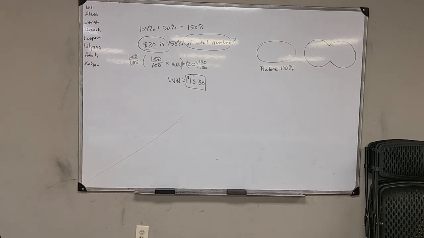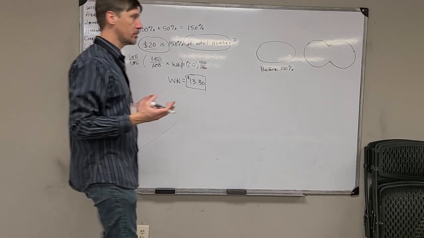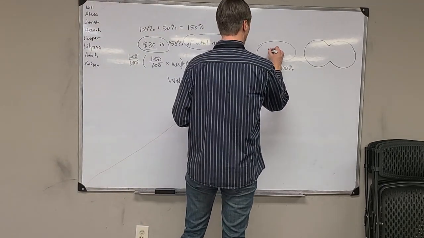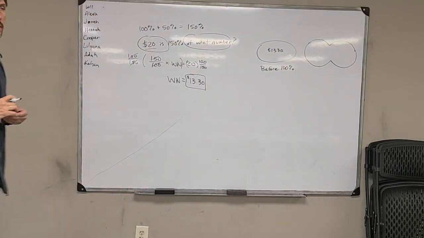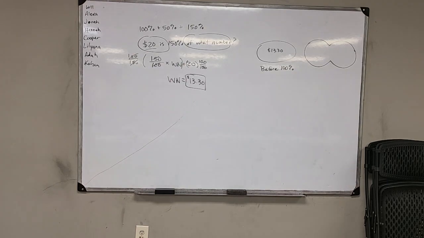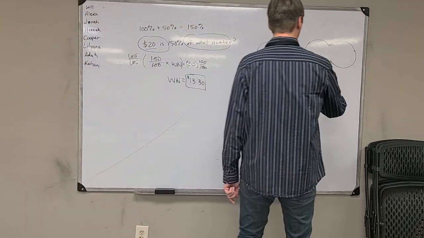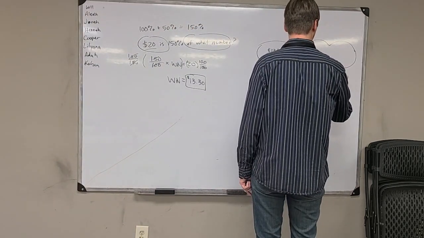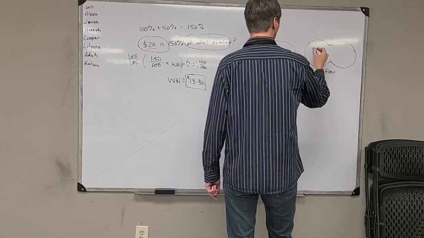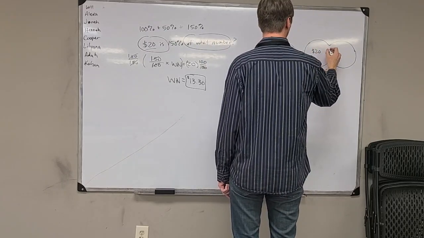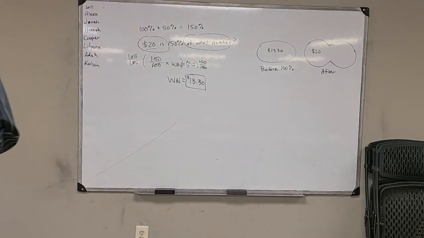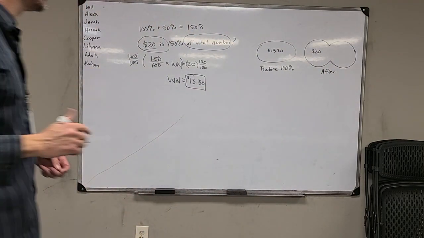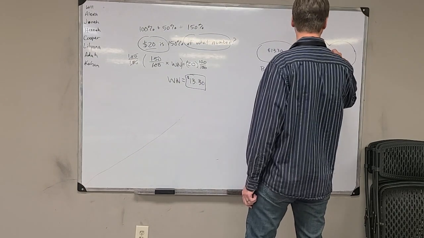So is it 13? It's 13.3 that we started with, right? That was the amount that the company spent on the product. And then afterwards was the price that they sold to us. So after, they increased it to $20. And what we found out is that $20 is 150%.